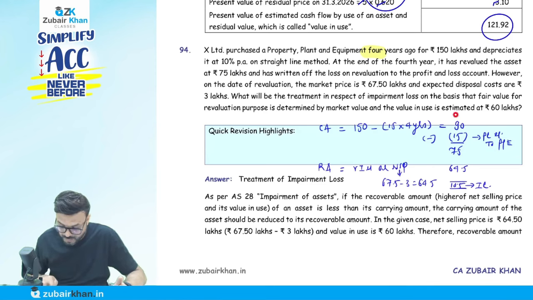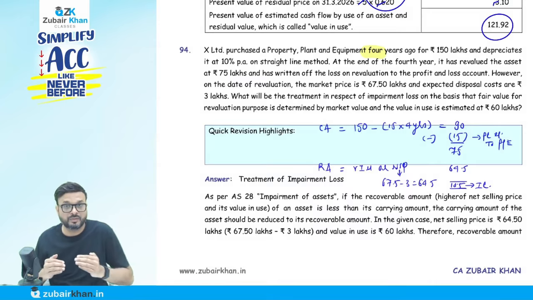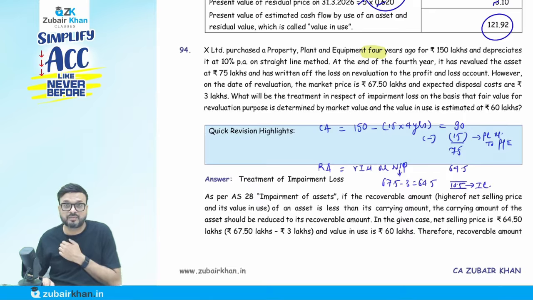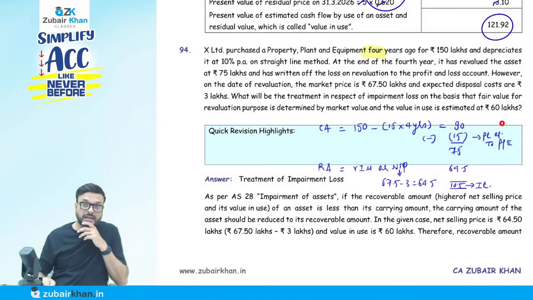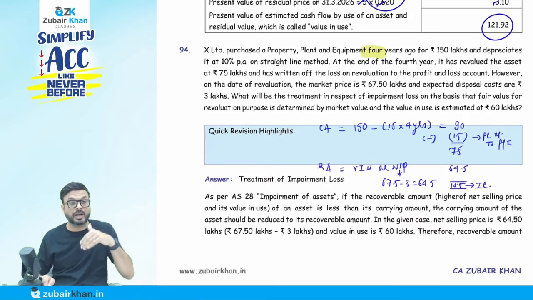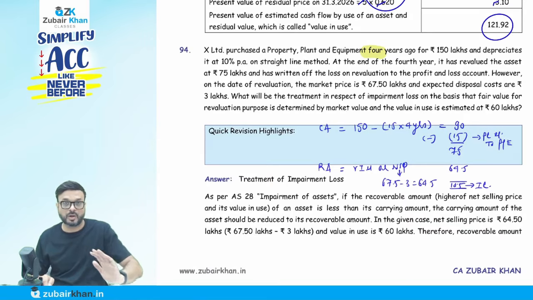We have done the revaluation here. We decrease the value by 15 that year. So now the new value is 75. When we revalue upward, there is something in the revaluation reserve account. Remember, this is a downward revaluation. So the entry will be profit and loss account debit to the PPE account. We are not doing an upward revaluation. We are doing a downward revaluation.